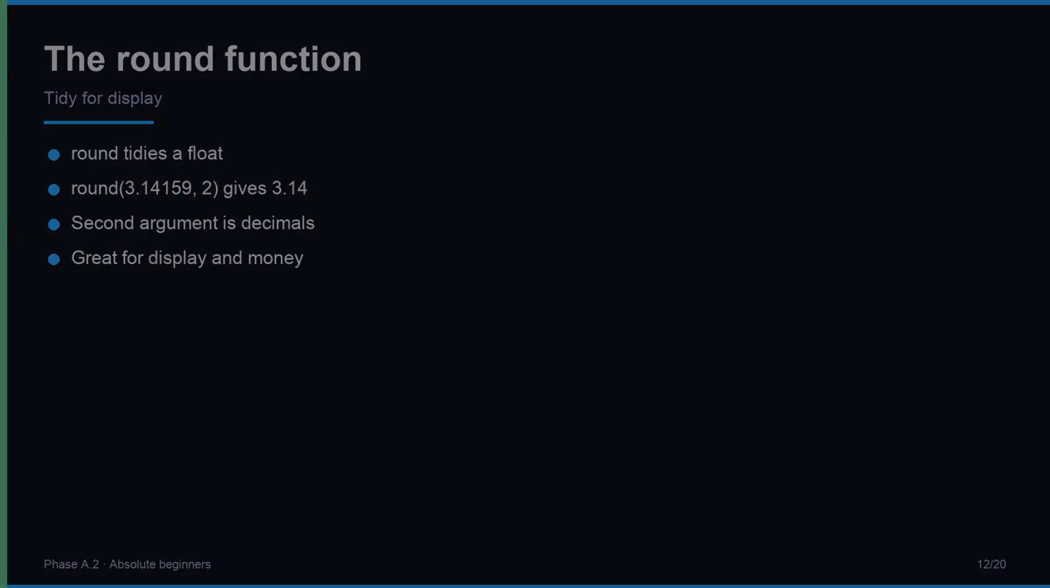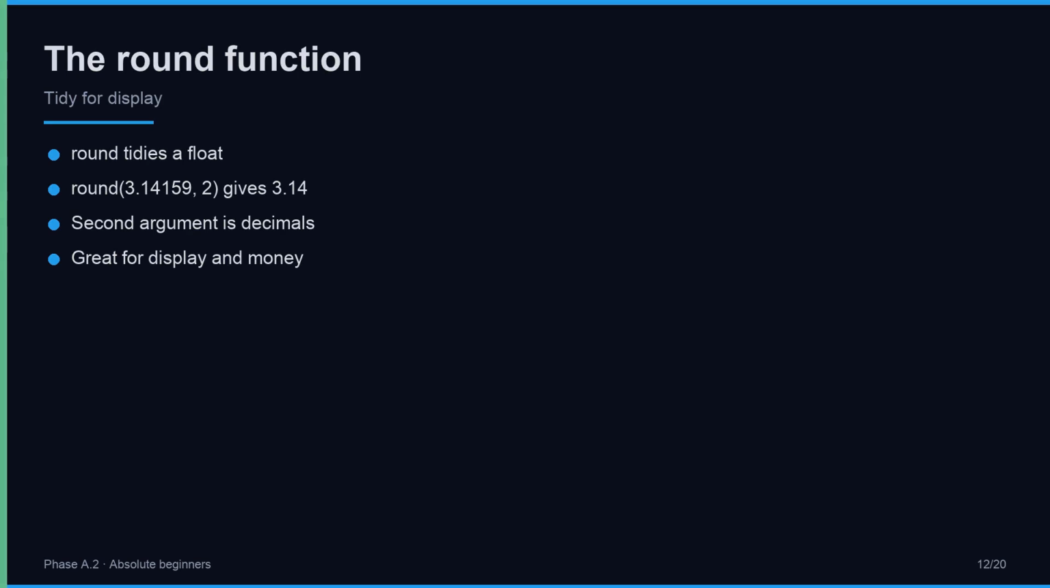Like 1/3, the first tool for tidy floats is the round function. Round takes a float and an optional number of decimals, and gives back a cleaner float. Round of 3.14159 with 2 decimals gives 3.14. This is perfect for display, for prices, and for any time you want to throw away meaningless trailing digits. Round does not fix the underlying precision issue, but it lets you present numbers that look clean and trustworthy to a human reader. Tidy for display.